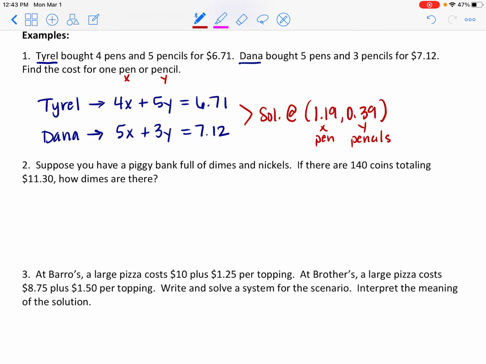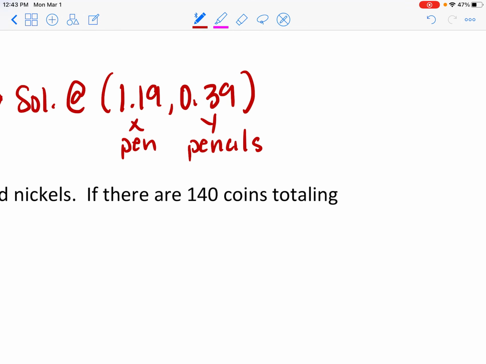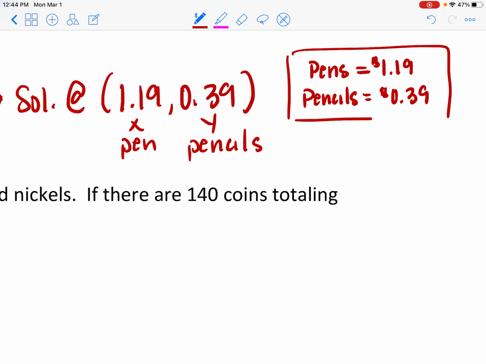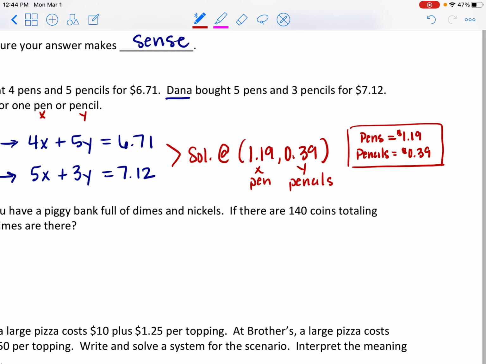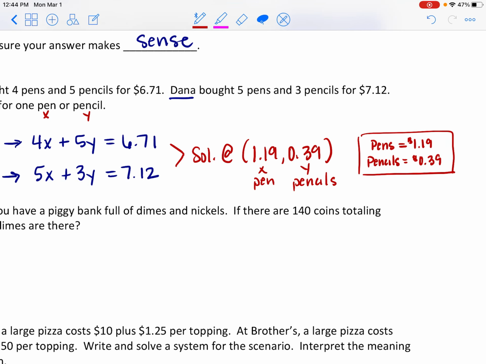So what does this mean? It means 1 pen, 1 x, costs $1.19, and 1 y, 1 pencil, costs 39 cents. So pens are $1.19. Pencils are 39 cents. And there we have it. Not too terrible for our first problem, and that's just getting us warmed up here, I hope. Okay, let's look at number 2.